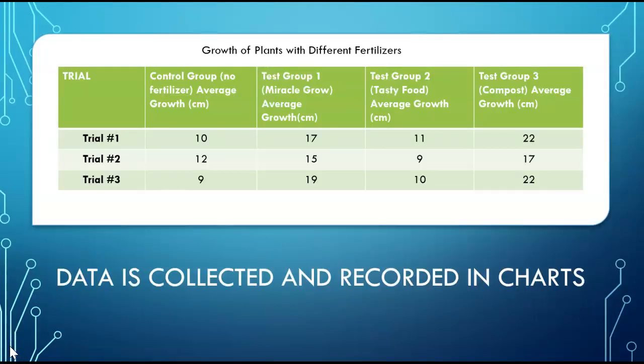The most commonly collected data is data that's collected in charts. So I'm going to use this example showing how we collect data in charts. The rows are the horizontal parts of the chart. The columns are the vertical parts of the chart. So if you take a look at this data chart, the rows are the trials and the columns are the different groups.